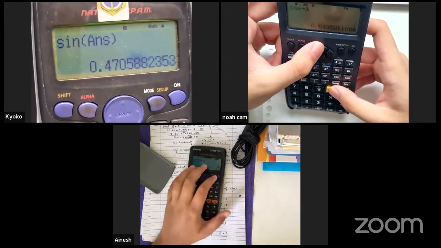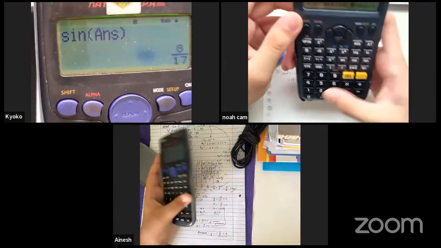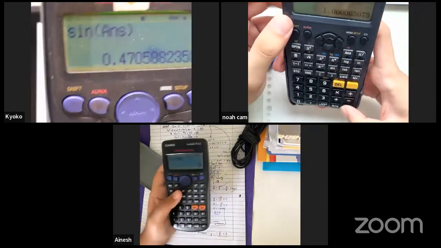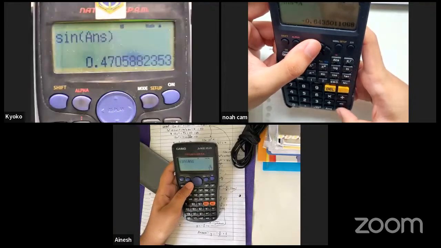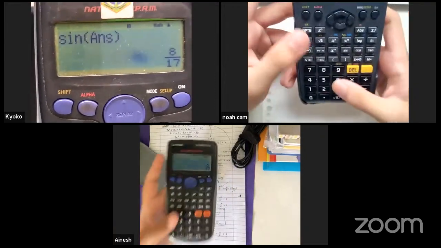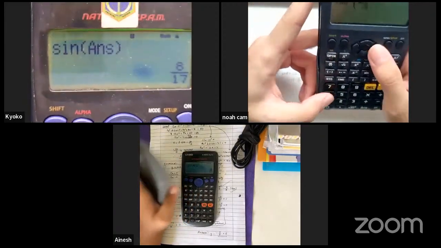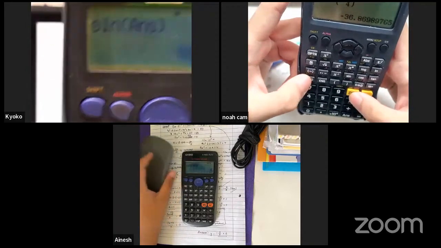I think you are, are you in radian mode, Ainesh? Are you in radian mode? No, okay, degree mode. Okay, 8/17. It should be 8/17. Good. Now, using the calculator, you get a very nice answer, 8/17. This is relatively nice, right? Nice from the calculator.